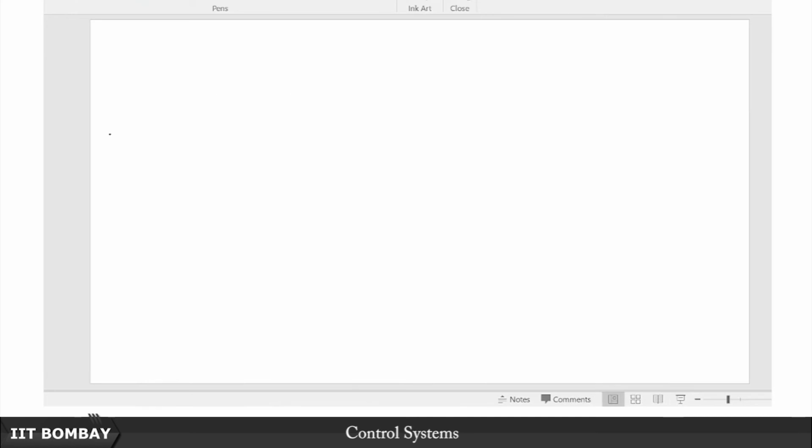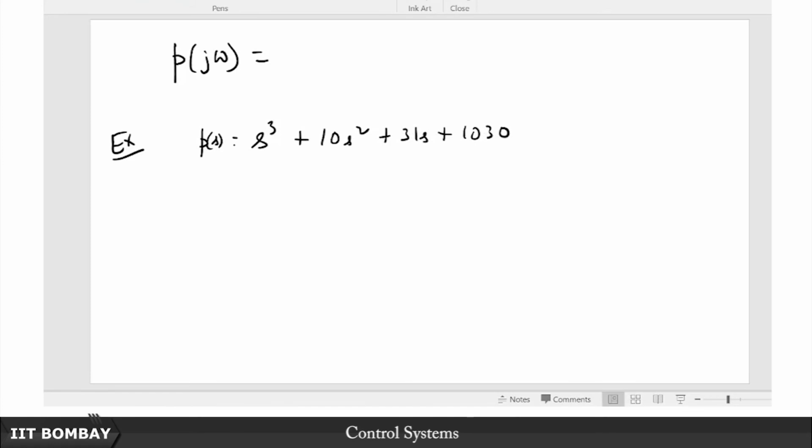What is a quick consequence of this property? Now, note that P of j omega, let me take an example, because nothing works better than an example. Let me take an example, say s cubed plus 10 s squared plus 31 s plus 1030. Maybe I just picked it up from some textbook, I do not exactly recall. So, let us say you have this polynomial. Now, notice if you pass on this j omega to this, then what does it look like? It looks like j omega whole cubed plus 10 times j omega squared plus 31 times j omega plus 1030.